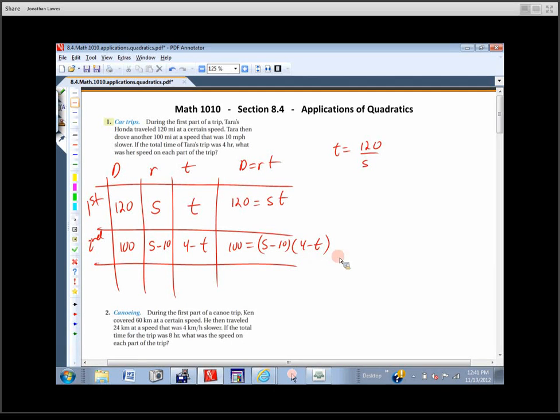So the easiest thing to do here is let's get rid of the s minus 10. So this is going to be 100 over s minus 10 equals 4 minus t. Okay, and then I'm going to do something a little bit tricky. See that negative? I don't really like that. So you could move the 4 to the other side and then multiply everything by a negative. That would actually work pretty well. Or I can switch sides with the two of these. So I can do t equals 4 minus 100 over s minus 10. Everybody good with that?